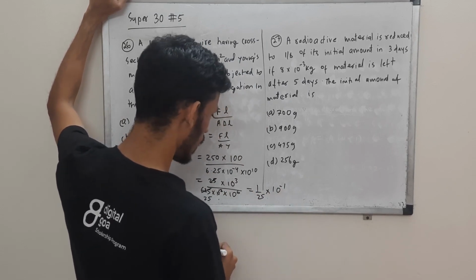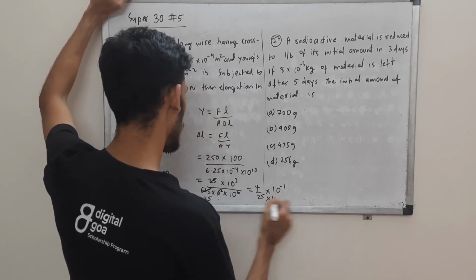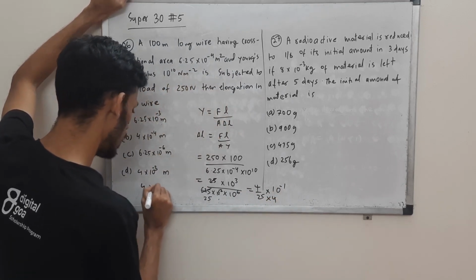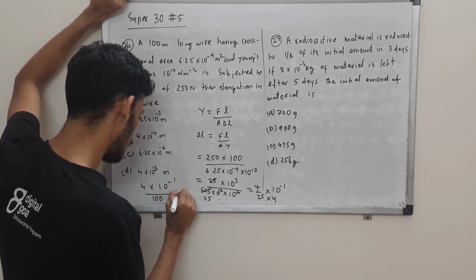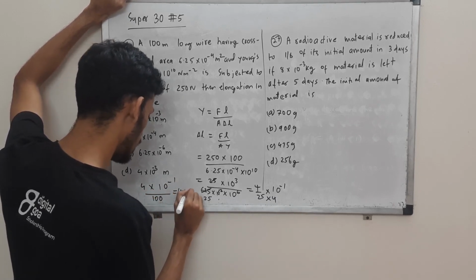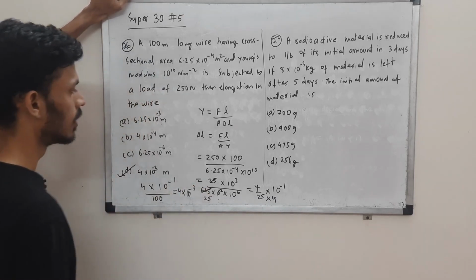So what I can do is multiply by 4 and divide by 4, because this will become 100. So 4 into 10 to the power minus 1 upon 100. So this is basically 4 into 10 to the power minus 3, right? 1, 2 and 3, which is option D.